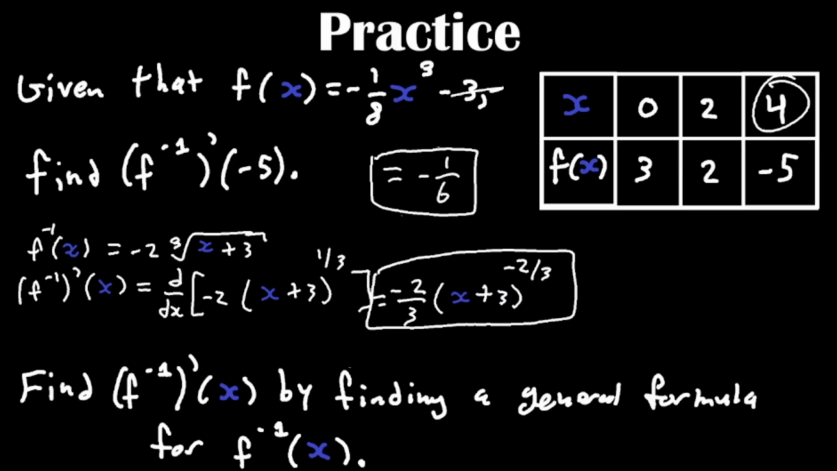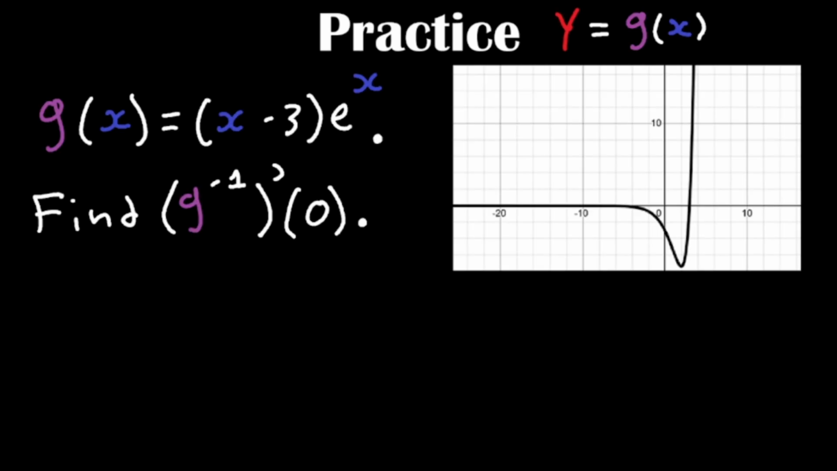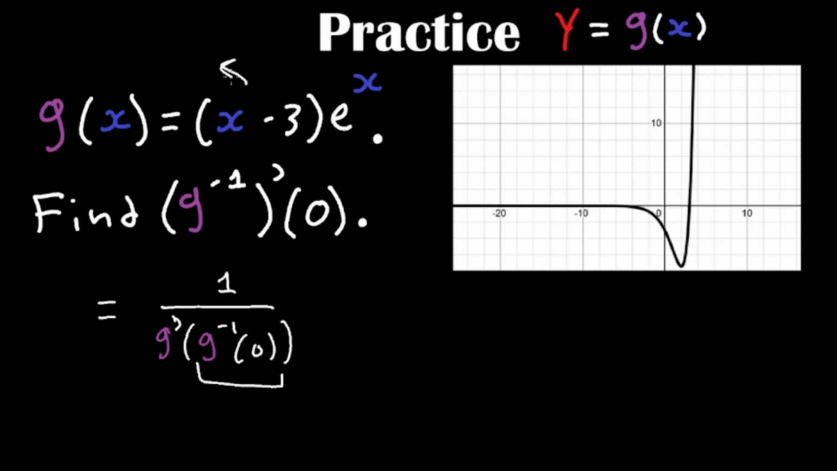All right, one more example. For this example, we're given this function right here, and then we want to find the derivative of the inverse function at 0. Well, we know this is just going to be 1 over g prime, so the derivative of g, evaluated at g inverse of 0. So what is g inverse of 0? Basically, we're just asking where is the function g equal to 0. And that happens when you plug in x equals 3, which is right here. So we can rewrite this as 1 over g prime of 3.